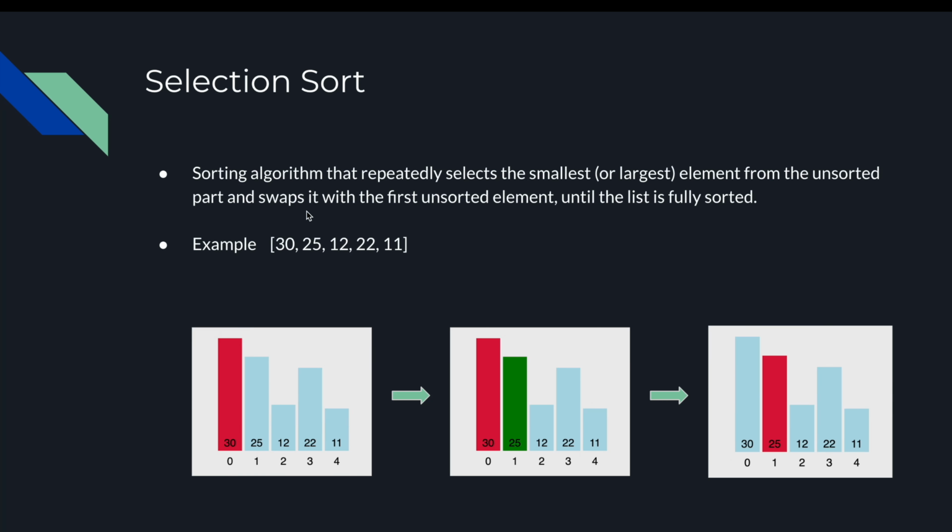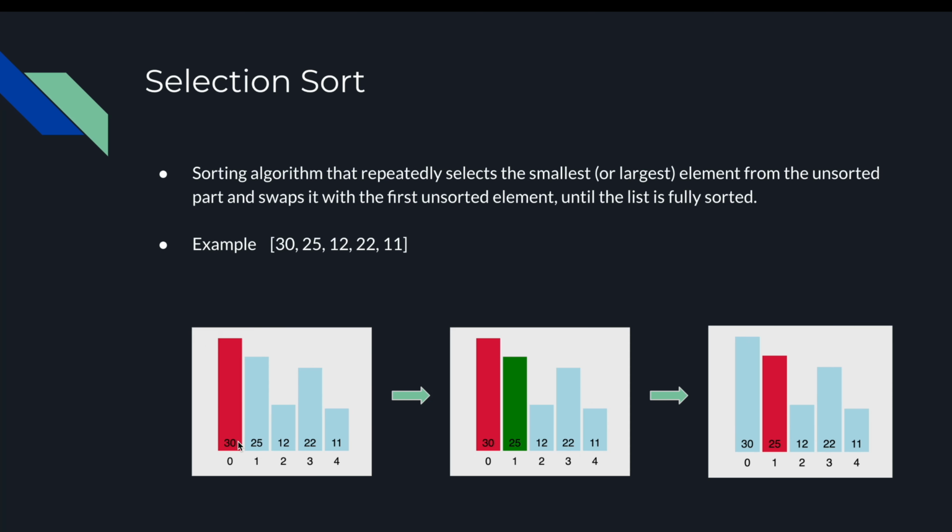As you can see, I'm already having an unsorted array of 5 elements: 30, 25, 12, 22 and 11. For representation, I'm already having a graph here of the given elements with their respective indexes. Now, as per our definition, we need to select the smallest element from the unsorted part. Right now this whole array is unsorted, right? So let's assume the 0th index is the smallest element.